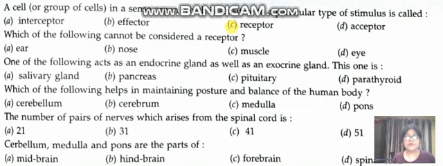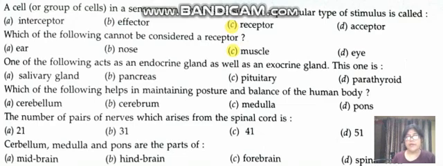Now next question, which of the following cannot be considered as receptor? Ear, nose, muscle and eye. Now what is a receptor? Anything which can feel. That means from the ear we can listen, from the nose we can smell, from the eyes we can see. But from the muscle we don't gather any information just by feeling. So the muscles cannot be termed as a receptor. Now next question.